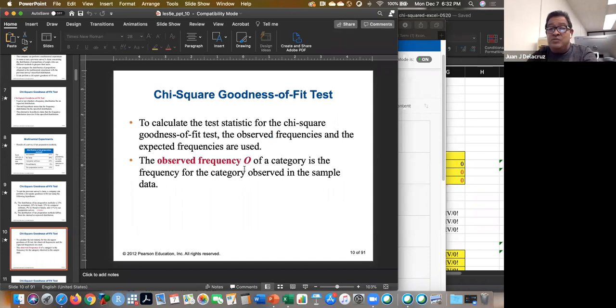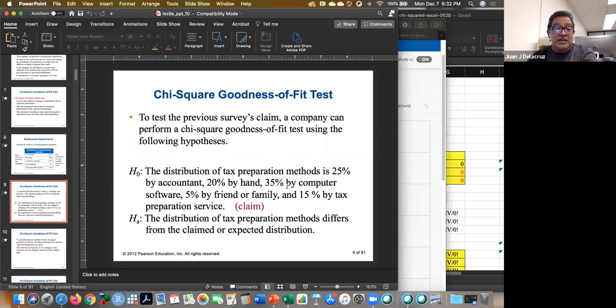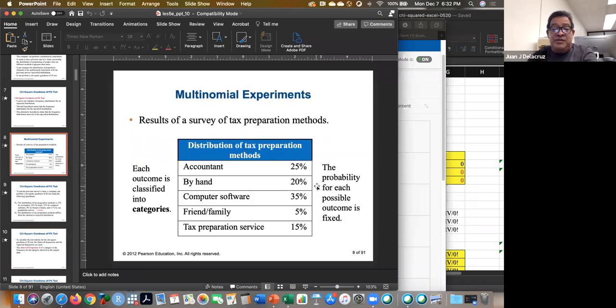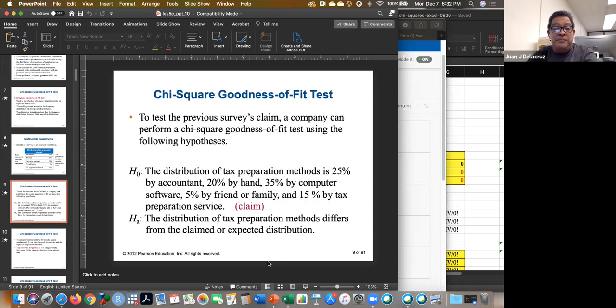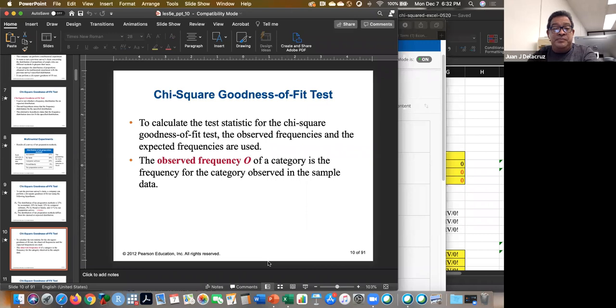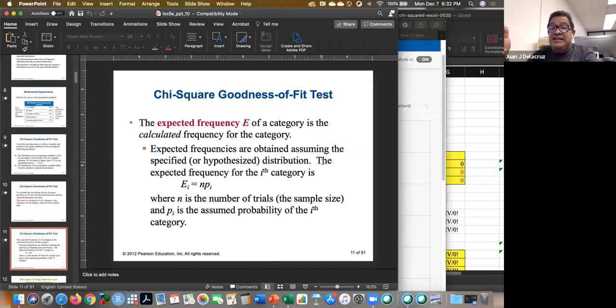The observed frequencies, we are going to recognize by O. O of a category is the frequency for the category observed in the sample data. In this case, we don't have the frequency, we just have the hypothetical values for each category. So we are going to run our survey, and we are going to find the observed frequencies. However, we also have the expected frequency. We are going to represent this by an E. This expected frequency of a category is the calculated frequency for the category.